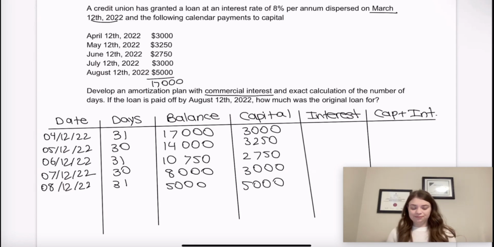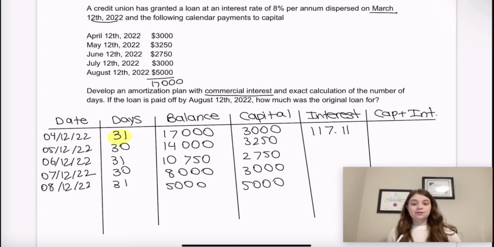That's not quite right. So then I'm going to take this number that I got by multiplying 17,000 by 8%, which is 1,360. And I'm going to multiply it by 31, since that's the number of days right here. And then I'm going to divide it by 360 and hit equals. And that gives me $117.11 of interest that we pay on that first payment.